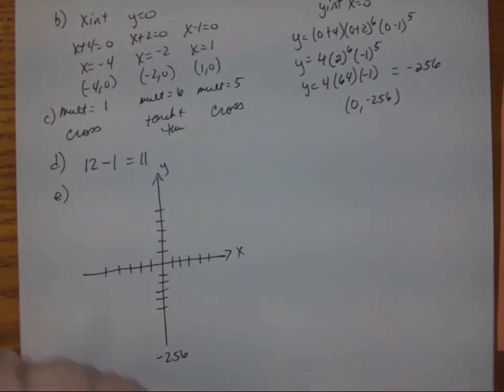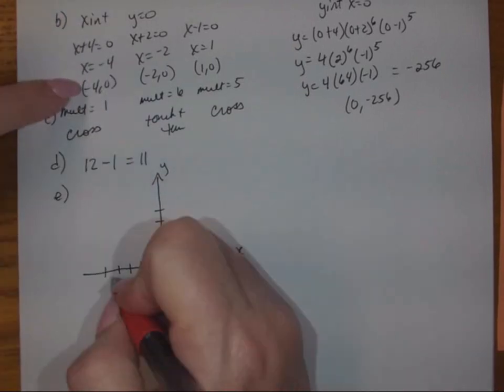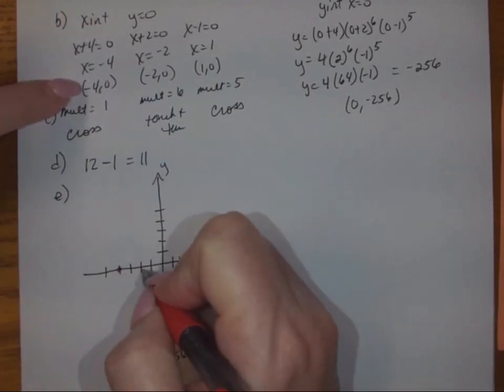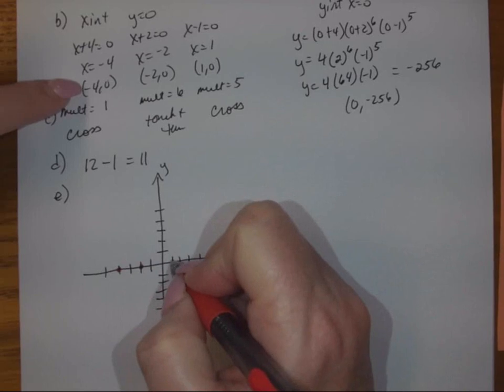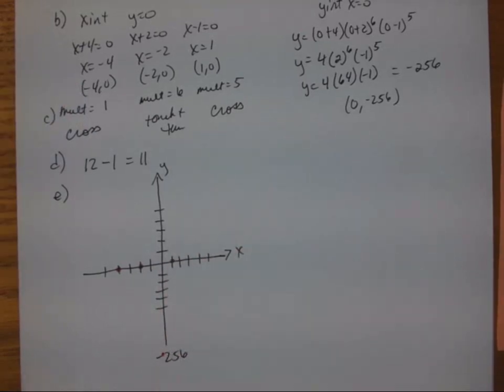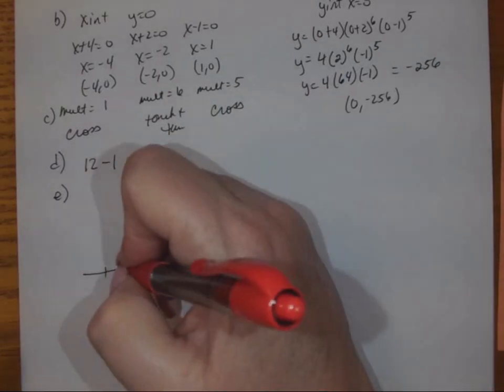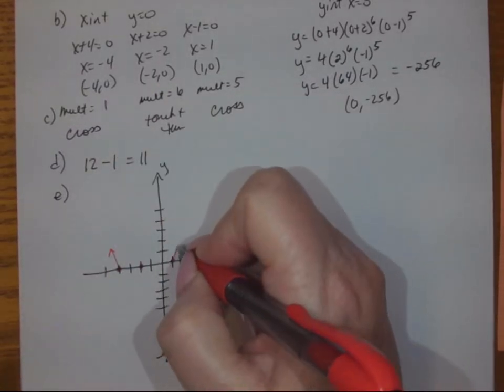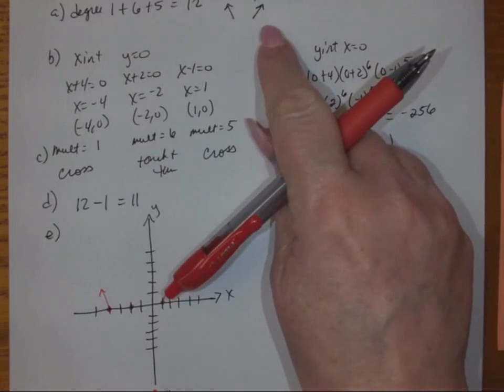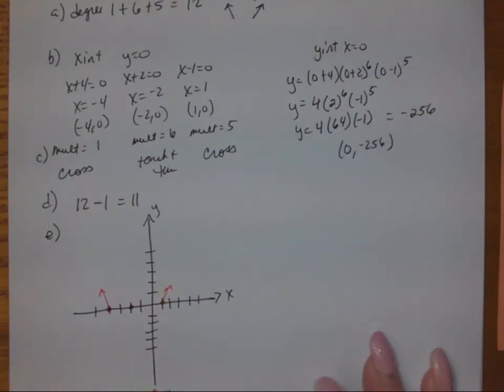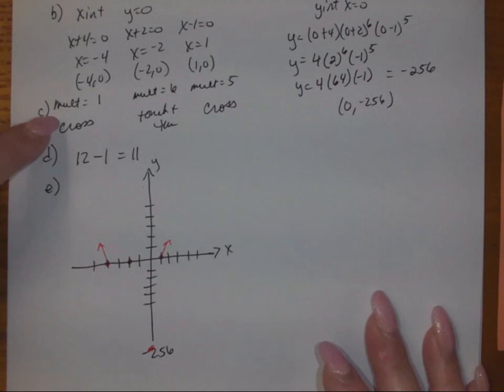All right, so marking what we know, we have a negative 4, we have a negative 2, we have a positive 1, and we have our negative 256. Let's put that right about right there. What else do we know? We know our graph starts like this and it ends like that from our end behavior up here. That's what we need that for. And then these will tell us what we're going to do.